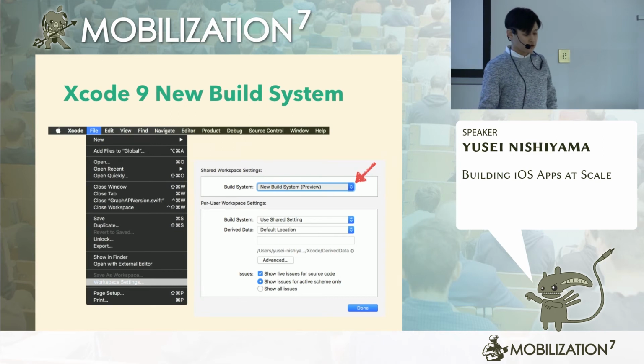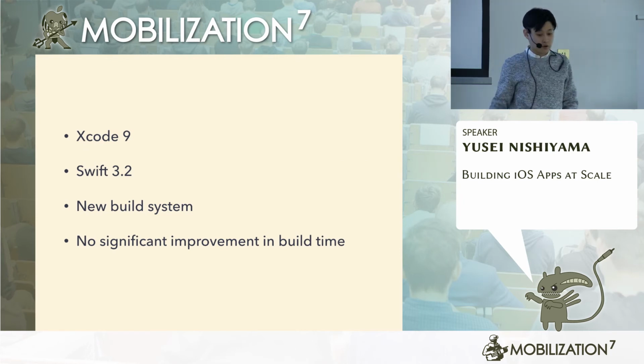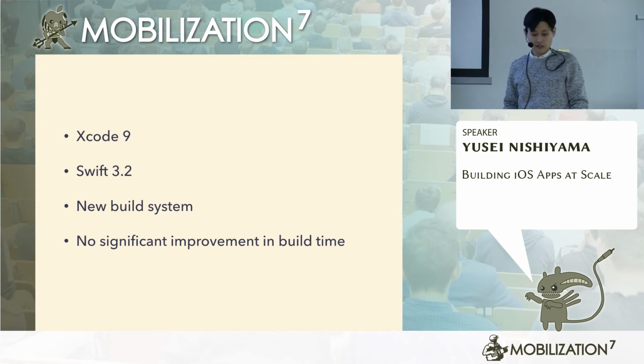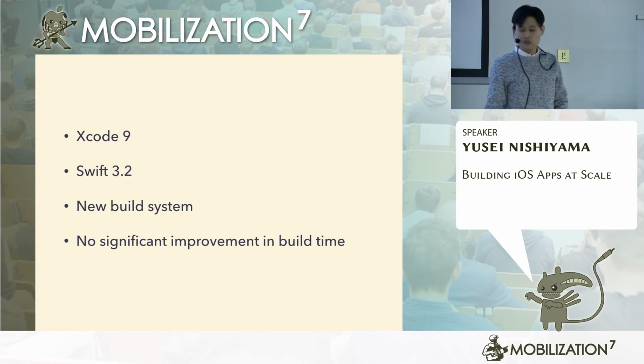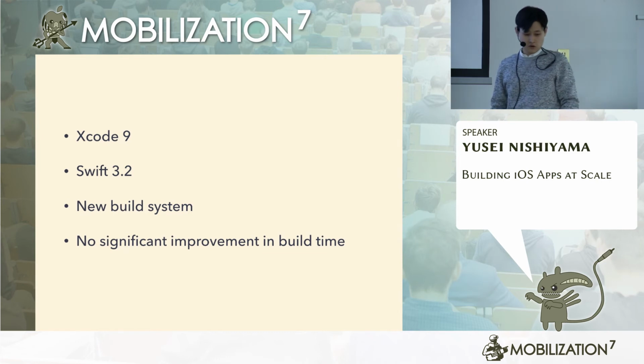By the way, Xcode 9 introduces a new build system. It's written in Swift, and it's promised to be more performant than the old one. I compiled the project with Swift 3.2 and the new build system, but unfortunately, at least in our case, I can't see any significant improvement in build time. Maybe that's because the new build system is still a preview version, but it's still worth trying because it gives better feedback than the old one.